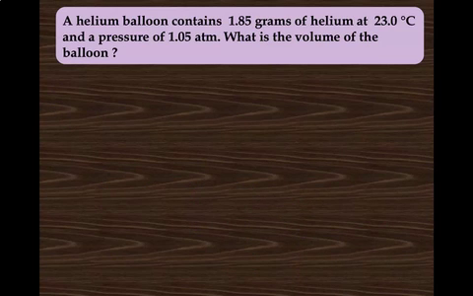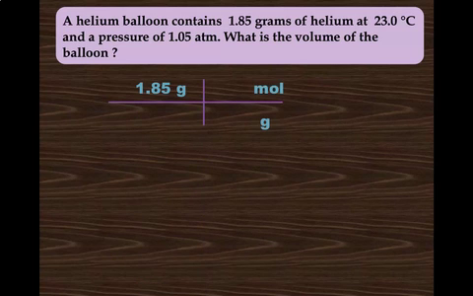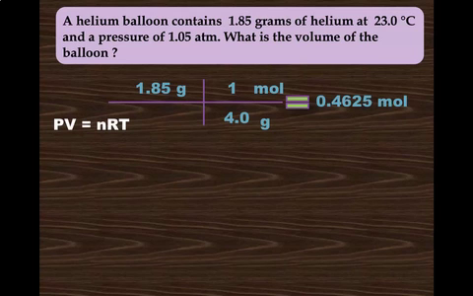Let's look at another one. A helium balloon contains 1.85 grams of helium at 23 degrees Celsius and a pressure of 1.05 atmospheres. What is the volume of the balloon? Okay, so the first thing I need to do is I can't use the ideal gas law with grams. I have to go to moles. So I'm going to use the molar mass of helium and divide that out, and I get 0.4625 moles, and now I can use the ideal gas law.